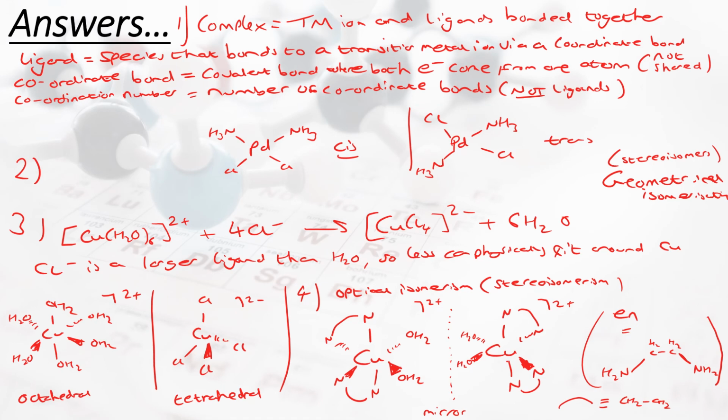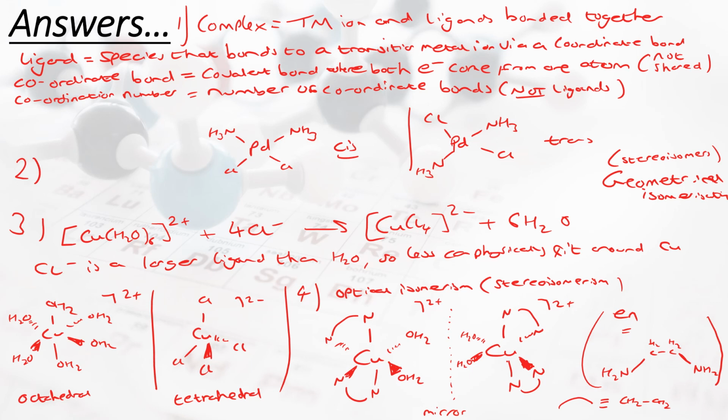So the first question here was to give the definitions for a complex, a ligand, coordinate bond, and a coordination number. So a complex is simply the combination of a transition metal ion and ligands that are bonded together. So we talked about complex ion formation. It doesn't have to be an ion, it can just be a complex. And what it is, though, is a transition metal ion with ligands that are bonded to it.